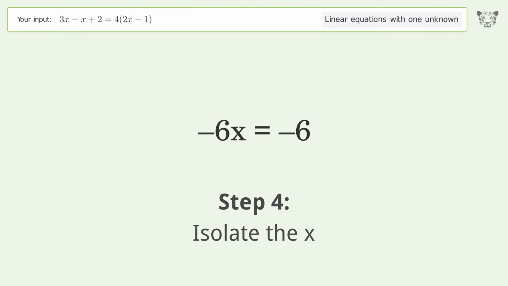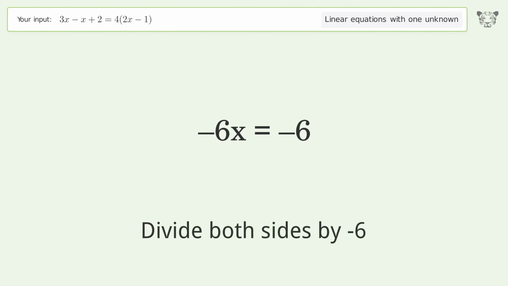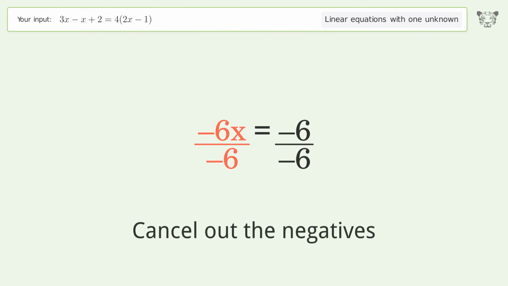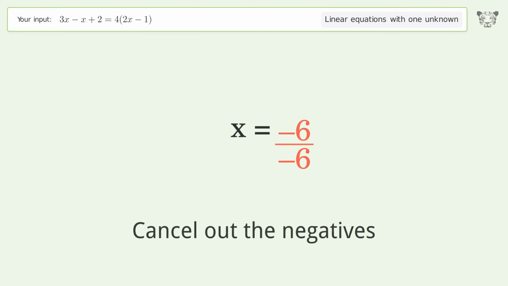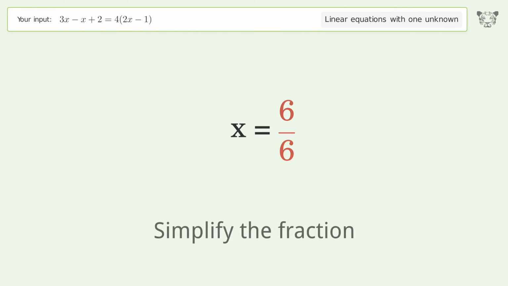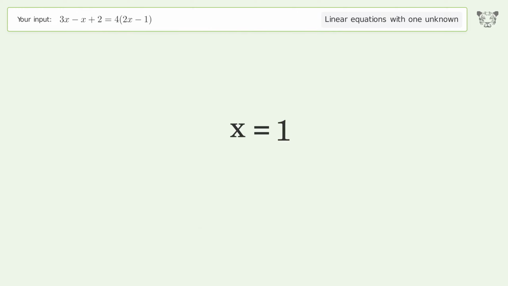Isolate the x. Divide both sides by -6. Cancel out the negatives. Simplify the fraction. Cancel out the negatives. Simplify the fraction. And so the final result is x equals 1.